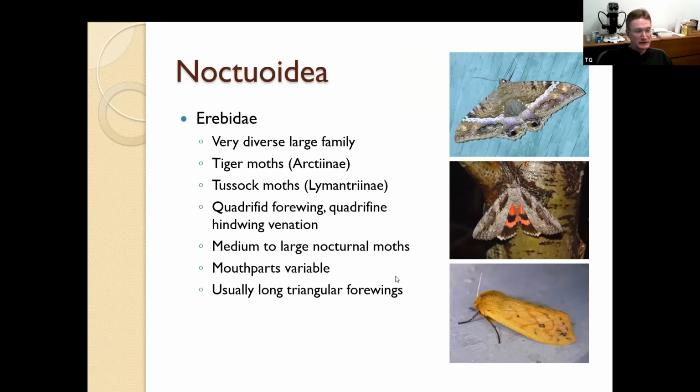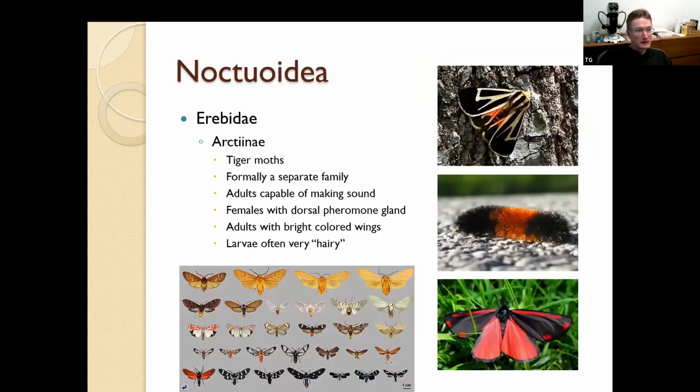A lot of these are larger moths, like this one up here in the top. Some of them have very distinctive wing patterns, like this catocala in the middle. And then it contains a group that used to be its own family, the arctiines or tiger moths. The example down here in the bottom right. So these are all tiger moths. It's a very large group, very diverse in the tropics, very diverse in the Caribbean.